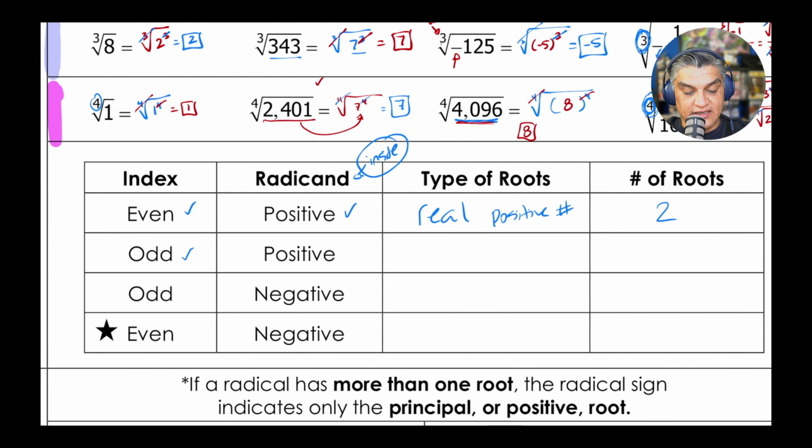If I have an odd index and I have a positive number inside, I'm going to have a real positive number, and I'm going to have 1.